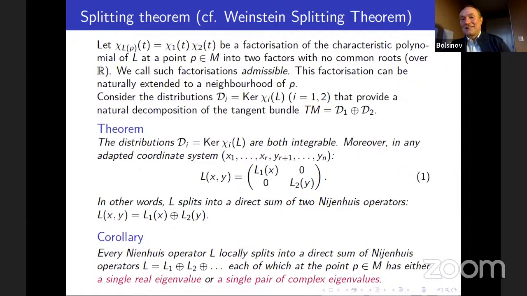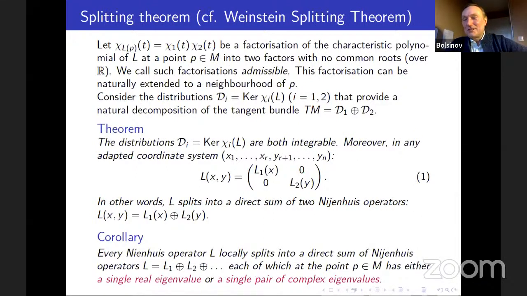Now that's what the splitting theorem says in this case: you can do this not at just one single point, but in a neighborhood. These distributions are integrable, and if you consider an adapted coordinate system with these two complementary integrable distributions, then the matrix of your operator will split into two blocks, each of which depends on its own group of variables. In other words, this is just a direct sum of two operators. It's like in Weinstein's theorem, where it is the direct product of the symplectic part and the singular part. It's exactly the same.